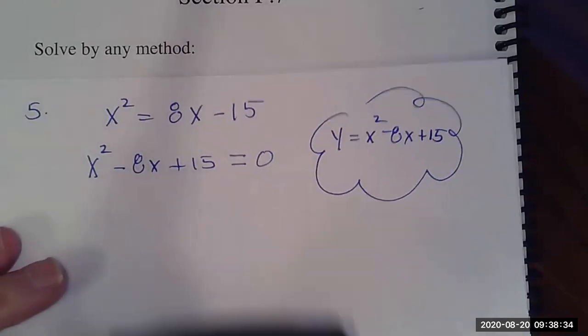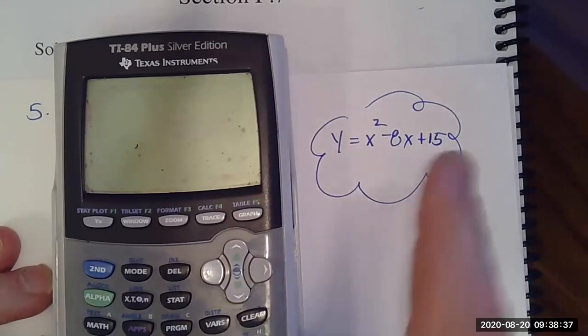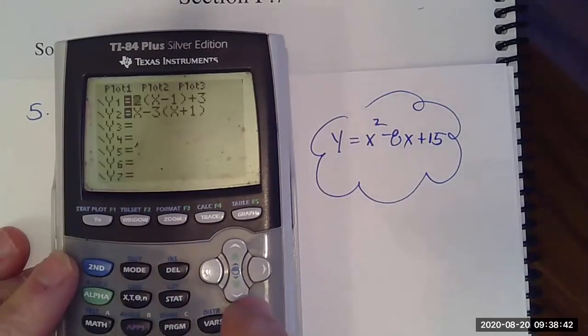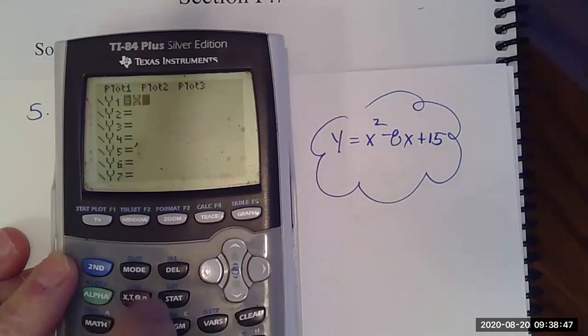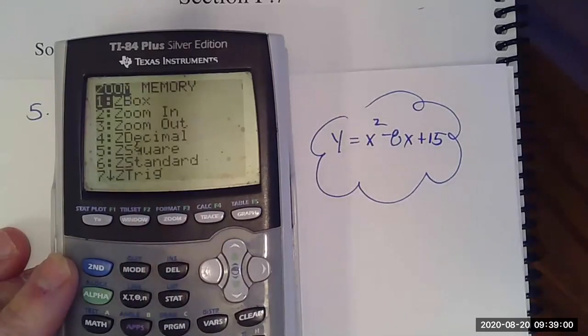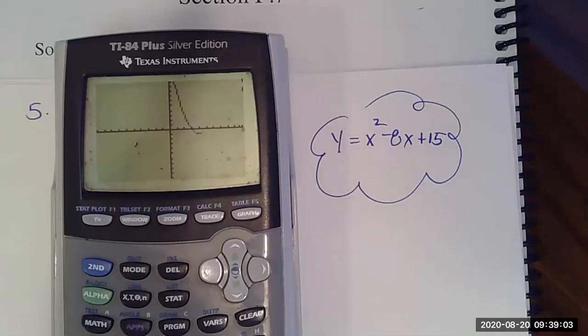Okay, let's look at the picture together. There are other ways of solving this, and we'll do that here in a moment. But let's look at the picture. Clear that. I'll do Zoom standard again. Okay, so I get a picture. Your answers are where it intersects the y-axis.